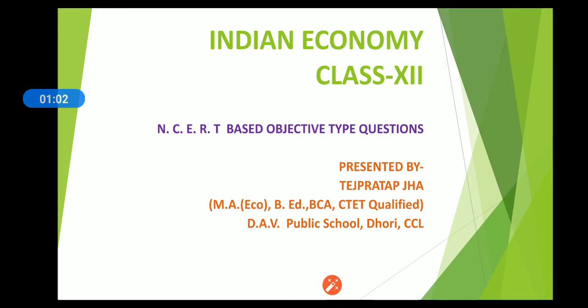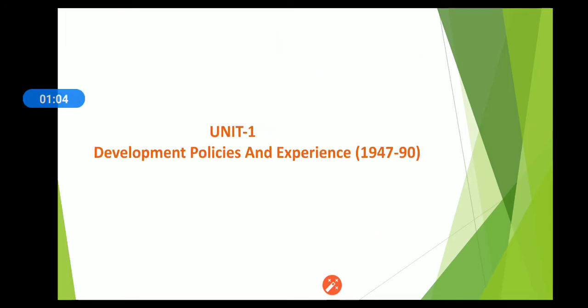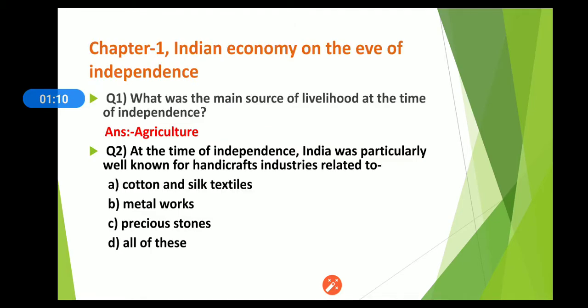So let us start from the first chapter, that is Unit 1, Development Policies and Experience from 1947 to 1990. So Chapter 1 is Indian Economy on the Eve of Independence. We will start answering from Chapter 1. First question, question 1 is, what was the main source of livelihood at the time of independence? Answer will be agriculture.